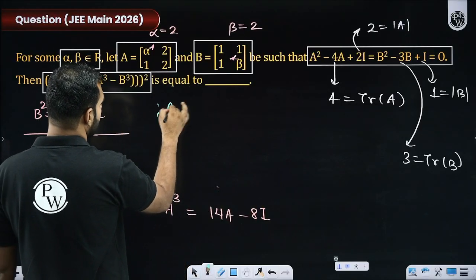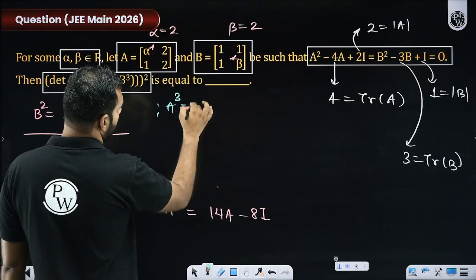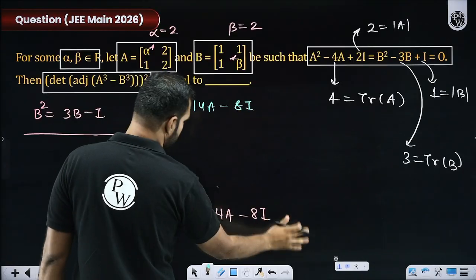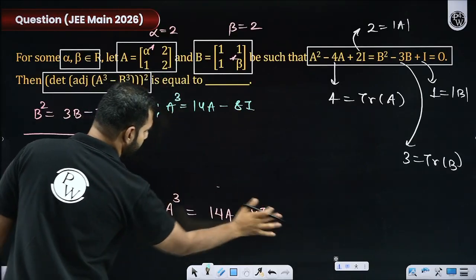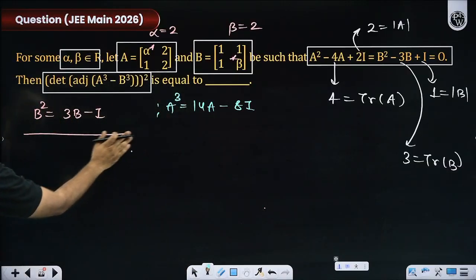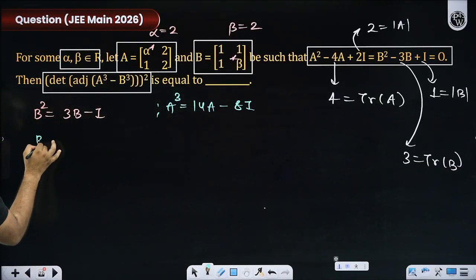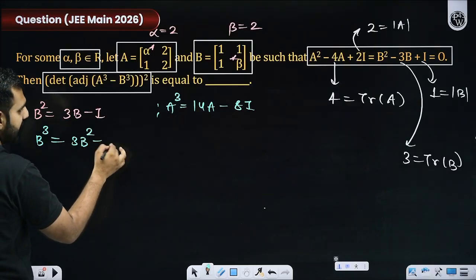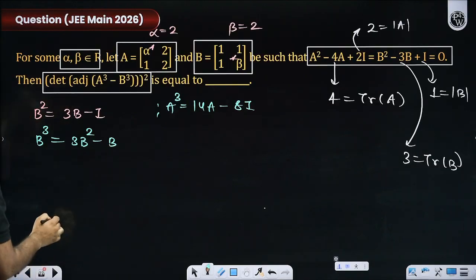That, sir, we have found a cube as 14a minus 8i. Yes or no? Now let us talk about b cube. So to find b cube, I'll do the same thing, which means if I multiply it by b on both the sides, b cube will be 3b square minus bi. Yes or no? So I hope you're getting it.